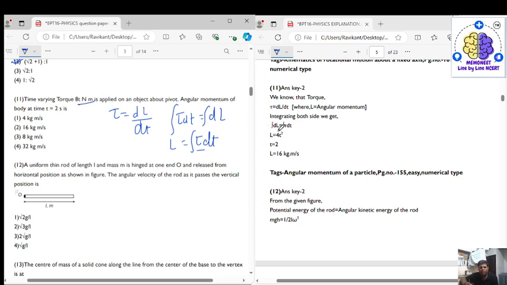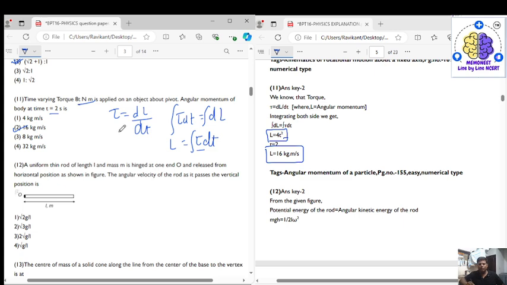So integrating 8t, we will get L is equal to 4t square. And what we have to put t equal to? t is to be placed as equal to 2. So putting t equal to 2 here, we will get L is equal to 16 kg meter per second, right? So the correct answer for question number 11 is option 2, that is 16 kg meter per second.